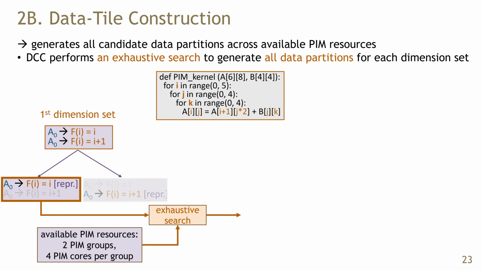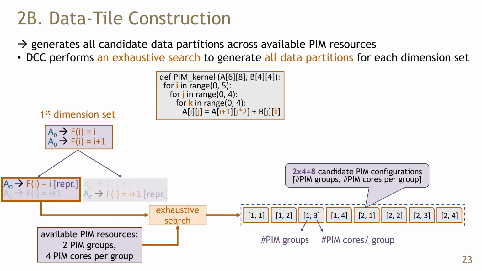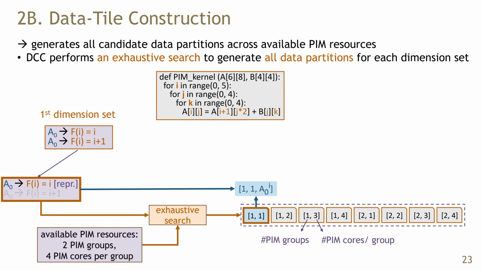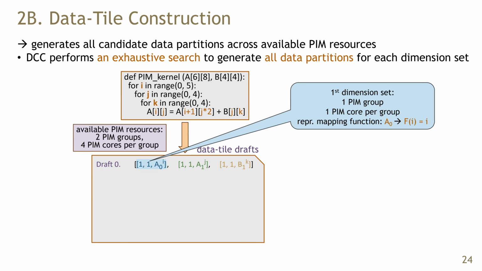For example, if we have 2 Peim groups and 4 cores per group, there are 2 times 4, in total 8 different candidate configurations on how many Peim groups and Peim cores per group can be used for this dimension set. Then, the search result of these 2 steps will be combined. With these 2 search steps, DCC creates many candidate data tiling drafts.